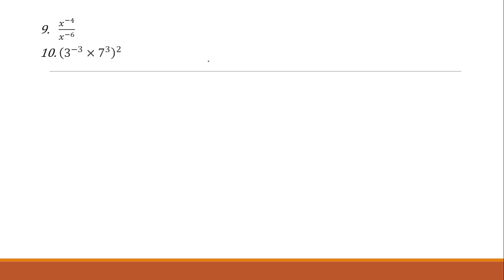Okay, now if you see, this is the question. You can simplify it. First of all, 3 to the power negative 3 multiplied by 7 to the power 3, to the whole square. Here, this is 3 to the power negative 3.